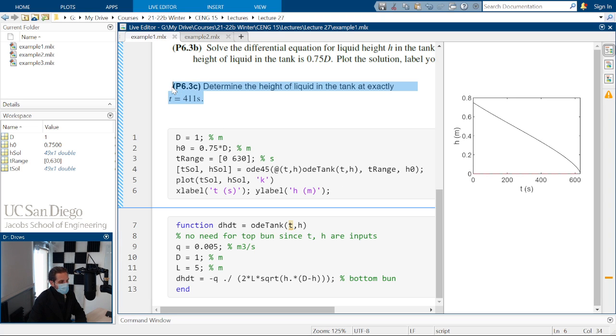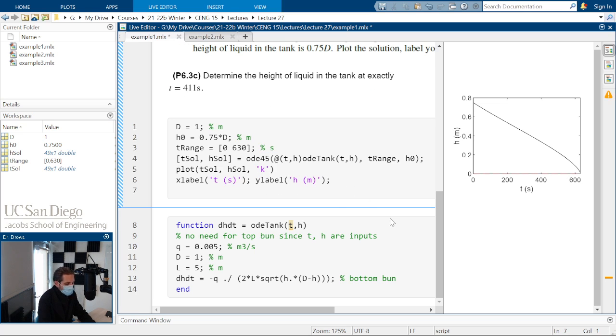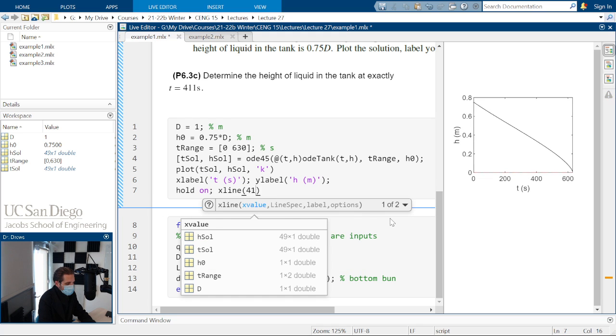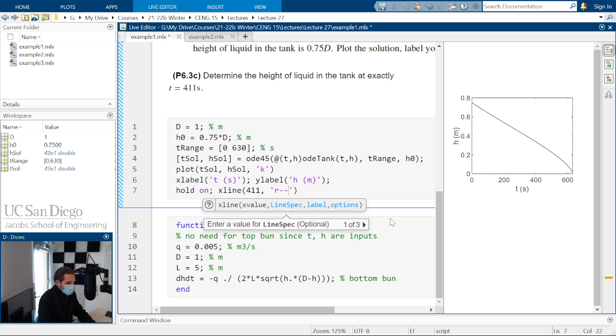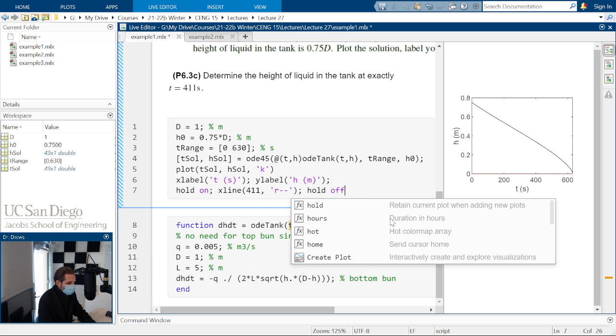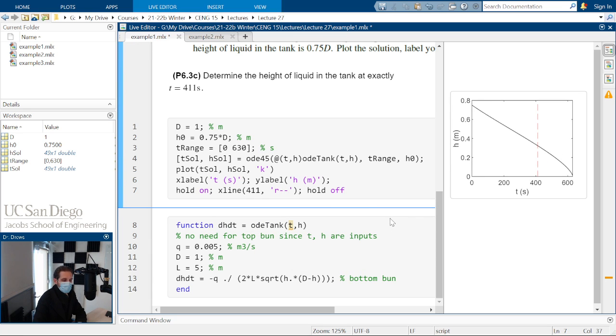So this last part, 6.3c, determine the height of the liquid in the tank at exactly 411 seconds. What is that asking us to do? It's asking us to do something like an x line at exactly 411 seconds. We'll make it red. If we were to imagine drawing that vertical line on our plot, it's asking us where that intersects the plot. Tell me what the value of h is at exactly 411.